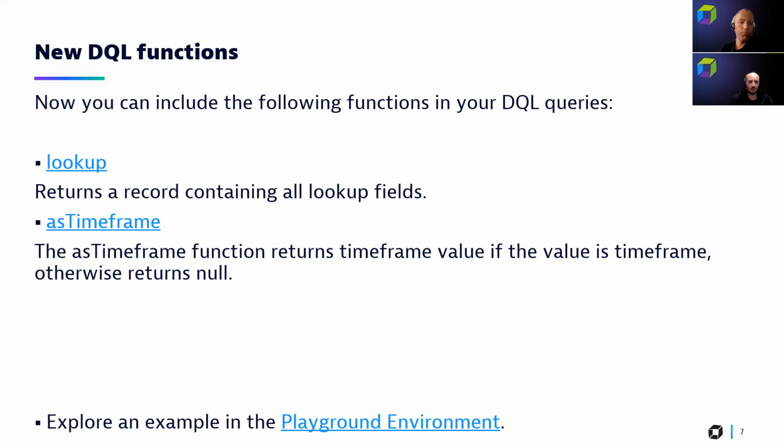So for example, let's say that you have a customer that's making an order, and you need to have a relationship between a customer table and another table containing customer information. So the lookup function can be used for this type of relationship. And the timeframe function is basically filtering for timeframes. And we will have one example in the playground environment, which you can also explore by yourself by clicking this link.